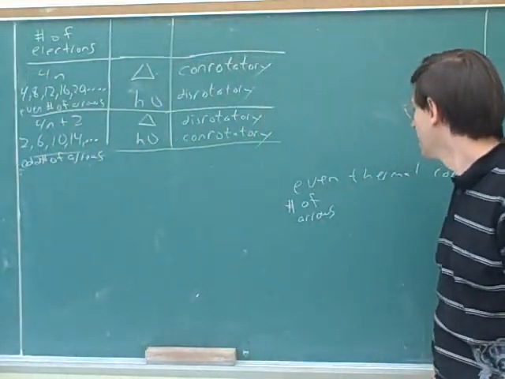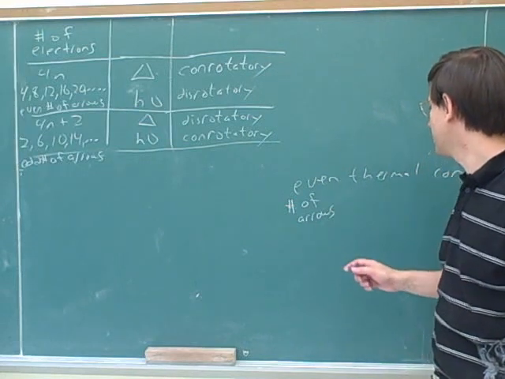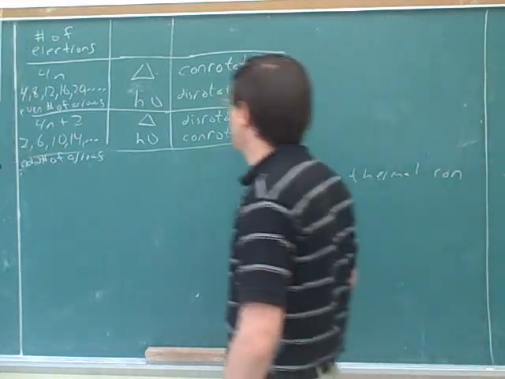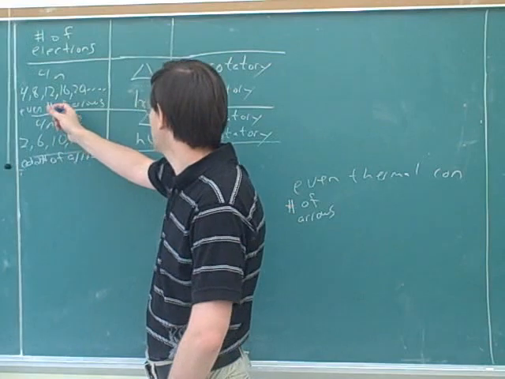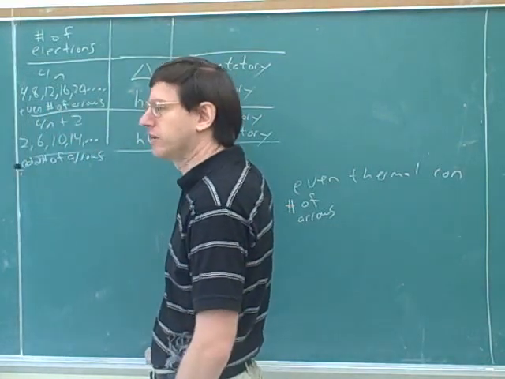And then I think this will work. So if you have an even number of arrows, it should be thermal. Thermal should go with conrotatory. Well, here we have the even number of arrows, and thermal does go with conrotatory.